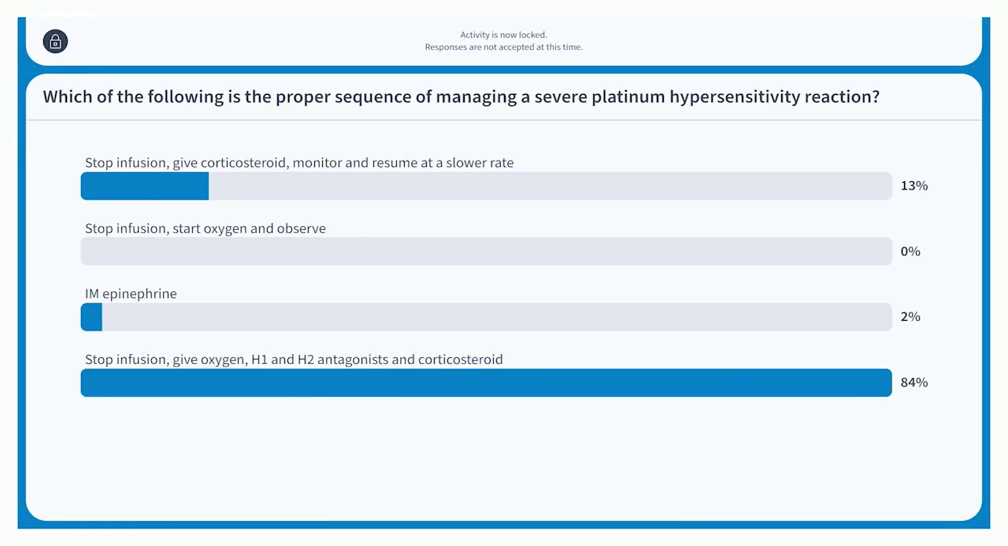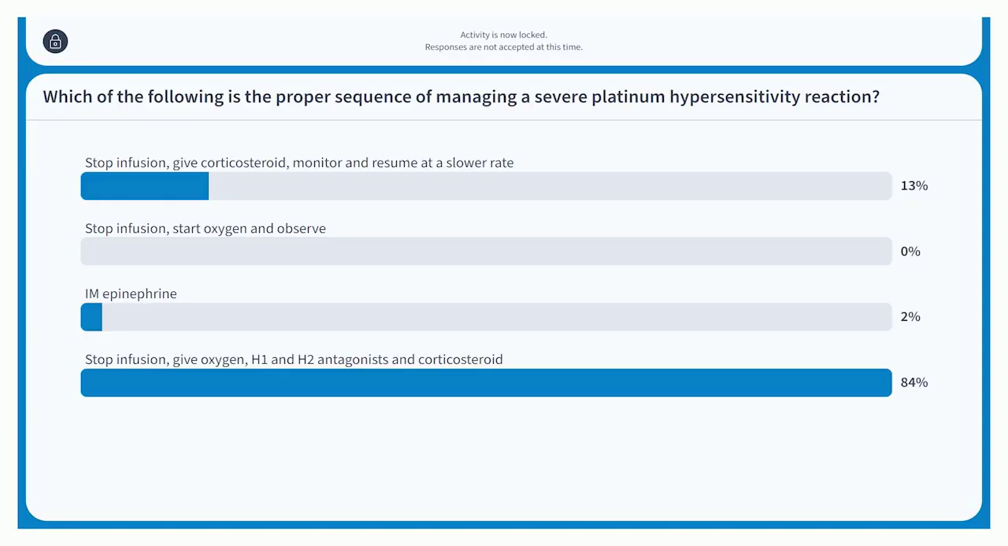All right, very good. The first thing that you always do in a hypersensitivity reaction is to stop the infusion. The reason A is incorrect is we would not resume at a slower rate for a hypersensitivity reaction to a platinum-based agent. There are options that we can discuss in terms of desensitization, but it's not something we would just start at a slower rate like you might for a taxane reaction.